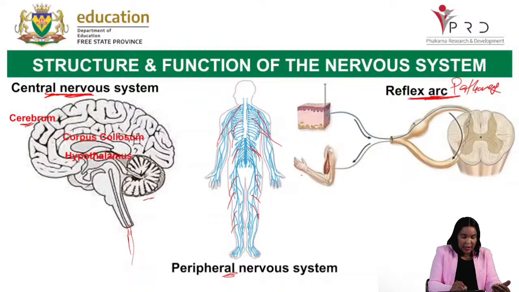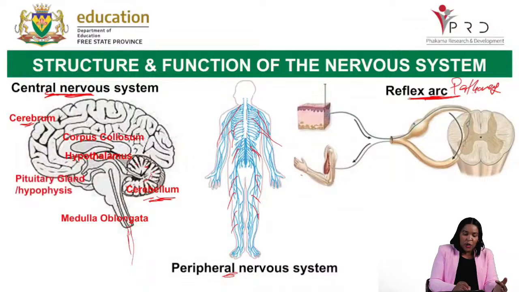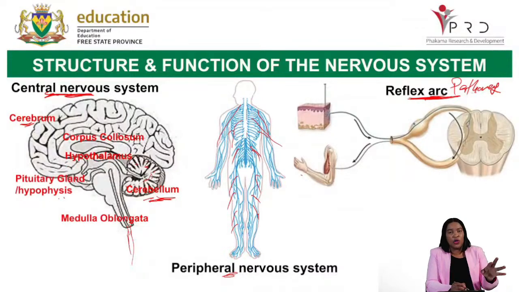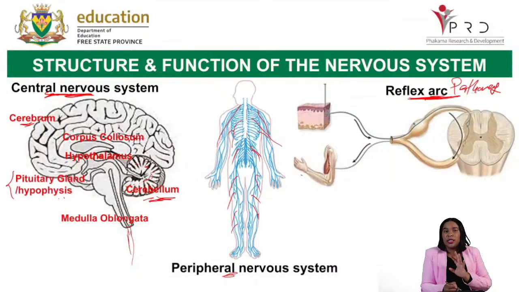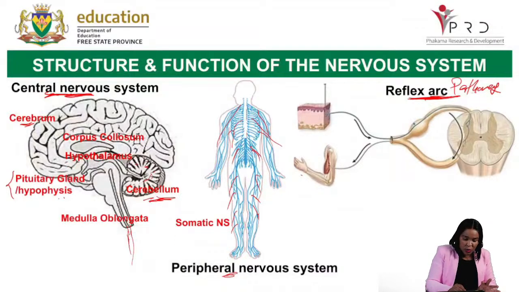Remember, when you're doing negative feedback, you talk about the hypothalamus. And then you have the cerebellum. Now the cerebellum is the one that looks like a tree. You see, it looks like a tree. It is responsible for balance and coordination. And then your medulla oblongata for breathing. And then you have your pituitary gland or the hypophysis. The pituitary gland secretes many hormones. This is a very important gland in our bodies because it regulates most of the processes taking place in our bodies. And then leading to this one, we said this one will be our spinal cord.